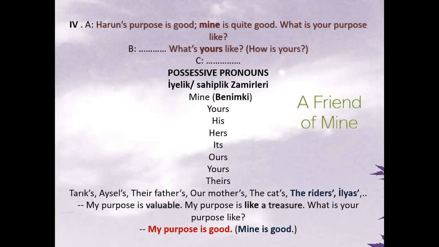Is it clear? A friend of mine. A friend of yours. A friend of ours. A friend of theirs. A friend of theirs is Akif. A friend of theirs is here today. A friend of mine is here today.